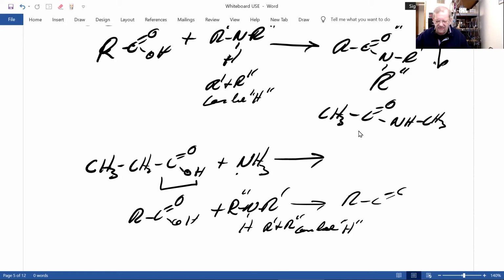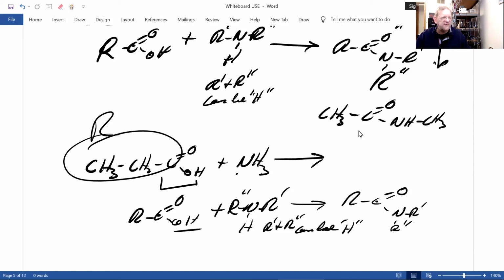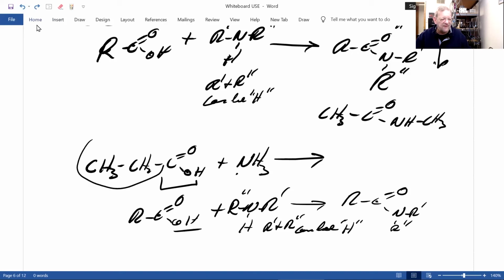You get an amide. Remember, all fun happens at the carbonyl carbon. You replace the hydroxyl group with an R prime, R double prime. Well, in this case, here's my R group. Oops. Let's do it correctly. Here's my R group. And notice here, R prime and R double prime are hydrogen.